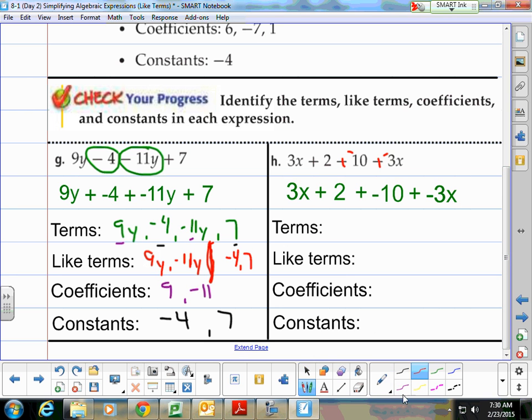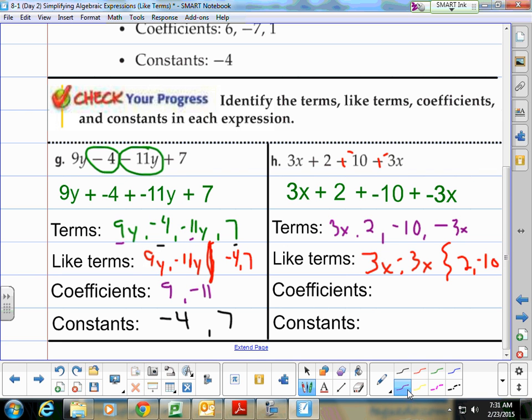So your terms, in this case, are going to be 3x, 2, -10, and -3x. Your like terms then are going to be the ones that have something in common. So 3x and -3x are alike because they share the variable, whereas 2 and -10 are just constants, so they're alike. You can combine those.